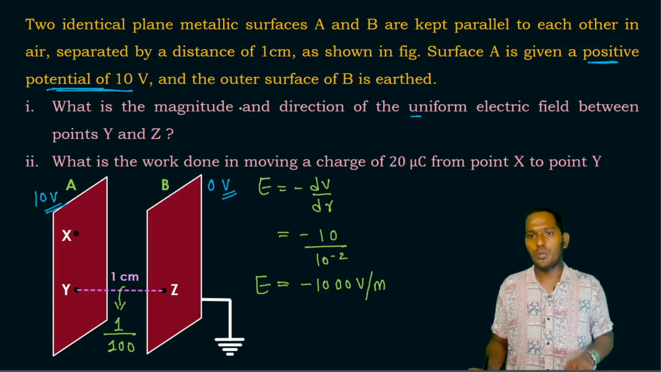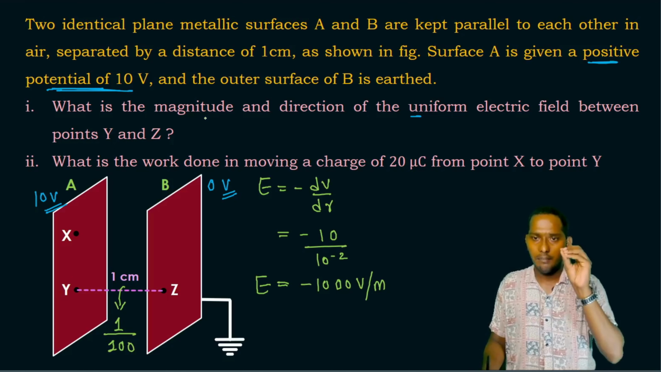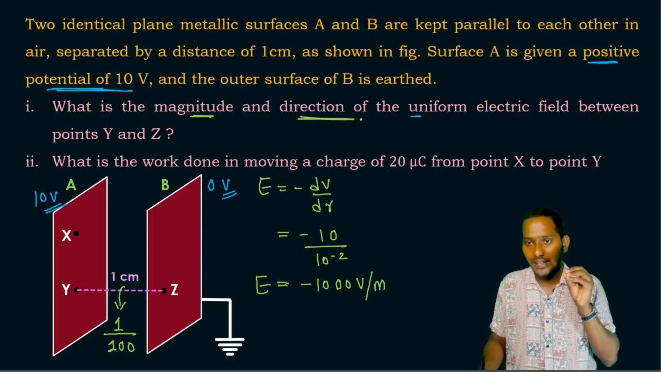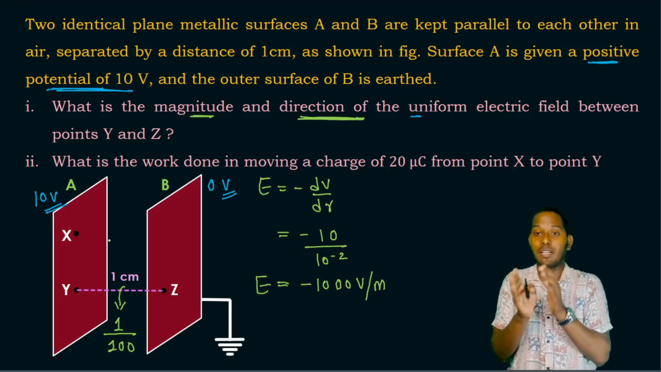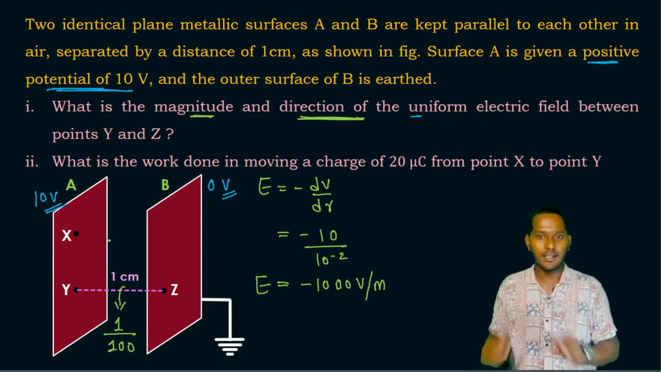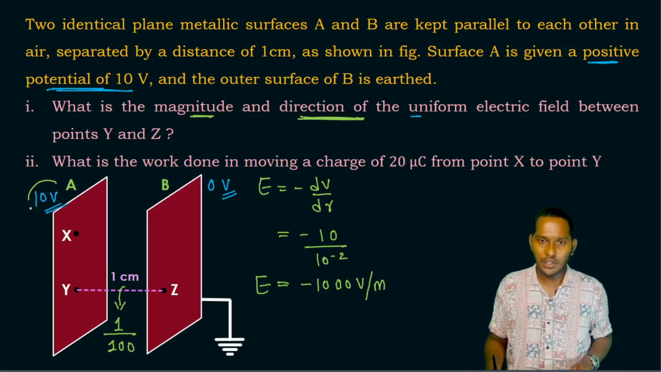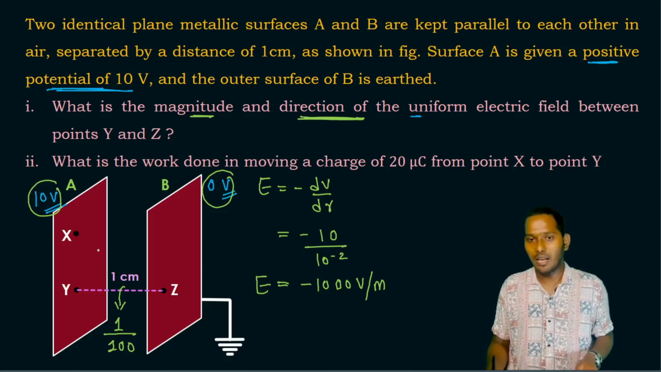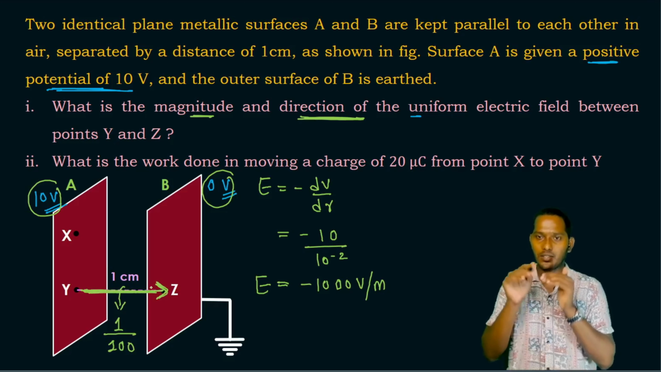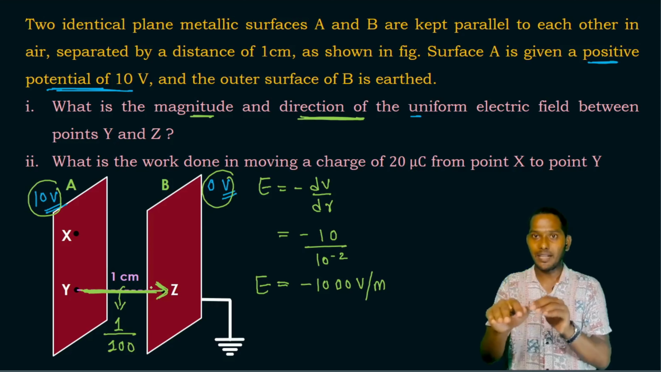Since we are talking about these points X and Y, the electric field at these points will be the same. Now, students, we have to find out the magnitude as well as the direction of the uniform electric field between the points Y and Z. What will be the direction? Surface A is at a high potential, surface B is at a lower potential, and we know that the direction of the electric field is always from a higher potential region to a lower potential region. So the electric field lines go from Y towards Z. It will always be in the direction of decreasing potential.